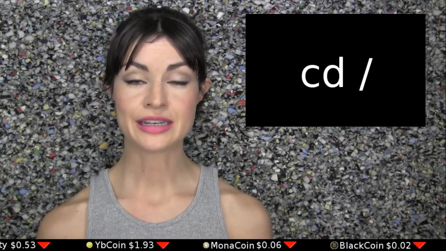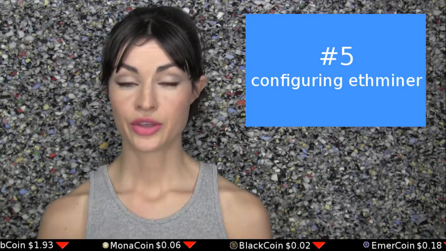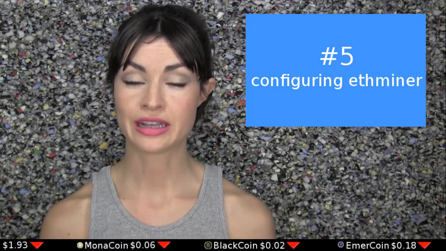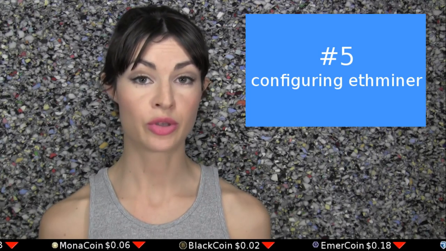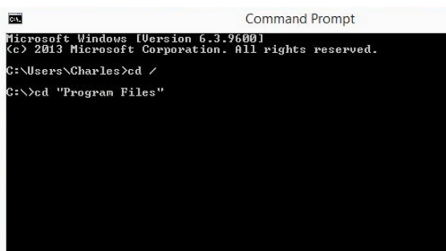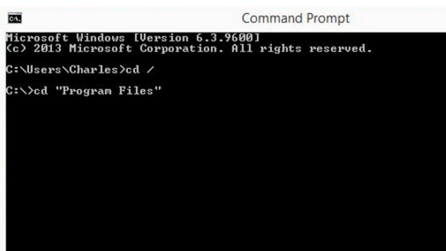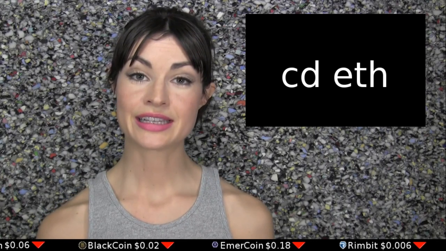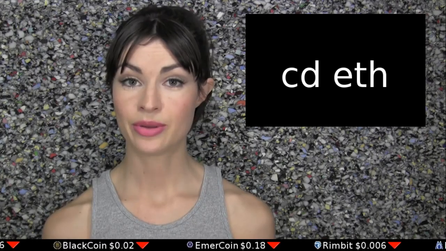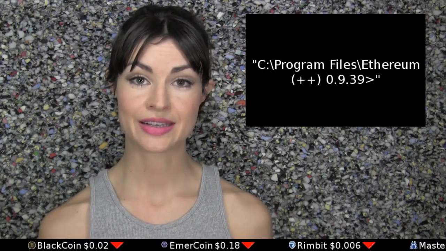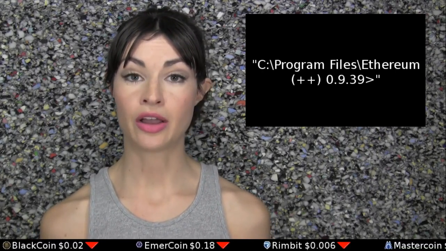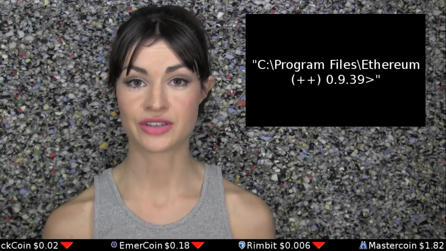Once again, type cd space / in this new window and press enter. Then type cd space prog and press the tab key. You'll see that the computer auto-populates this line with the best fit from your particular file structure, most likely populating it with CD program files. You can now press enter. Now type cd space eth and press tab, and you'll see something similar to this, which will differ slightly depending on what version is the latest when you watch this video.